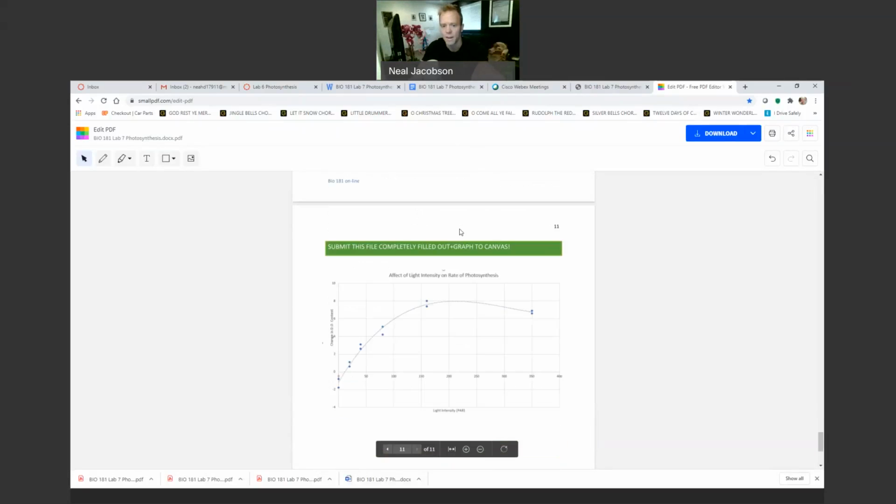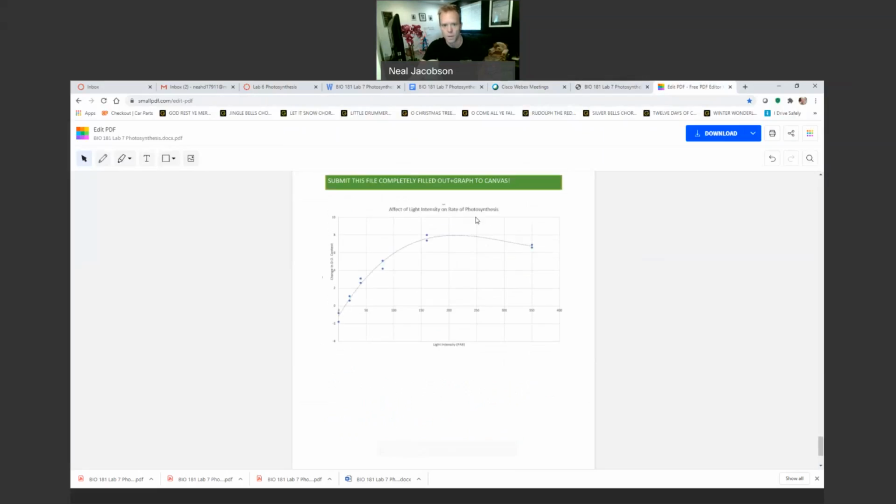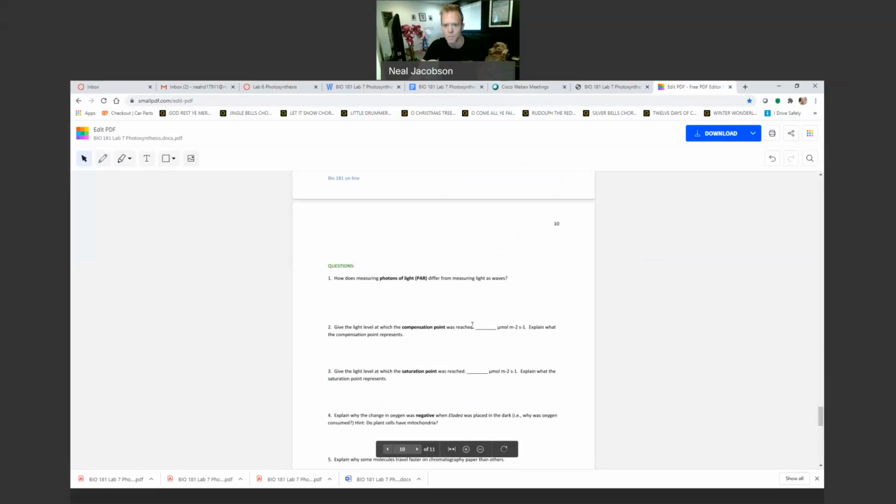The way we find that is we come down to our graph and see where the line crosses the 0. We can see we've got 50 here, so that's 25, and then there's our 20, which is a little bit above. So I'm going to say like 15. So 15 is what I would say. The compensation point was reached at 15 micromoles of photons per meter squared per second.